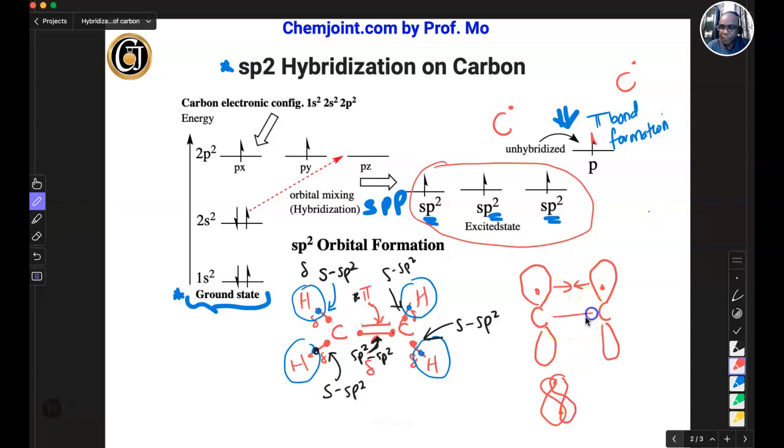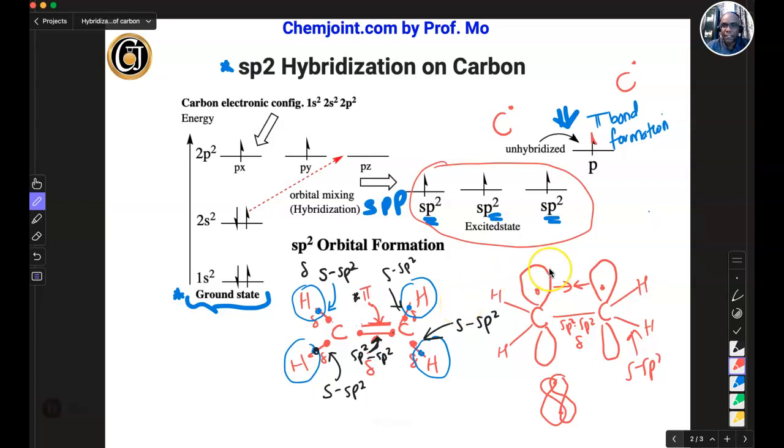In between here, remember, you have the sp2 sigma bond, and you also have the sigma bond to the hydrogen. You have an sp2 sigma bond to the hydrogen, sp2 sigma bond to the hydrogen. But on the top, you'll have the pi, that is side-side overlap.